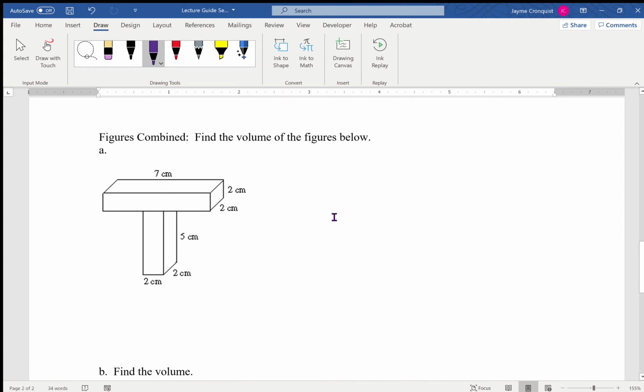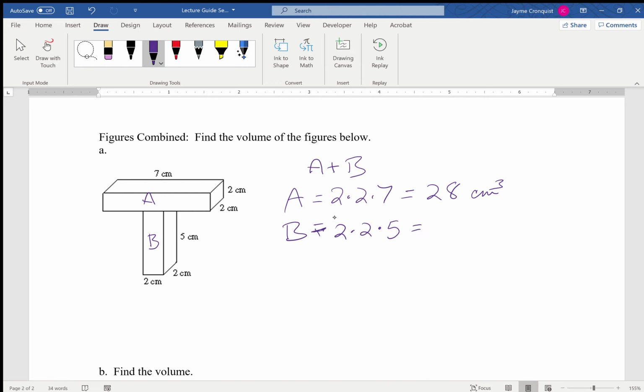All right, now we're going to take the volumes of figures that are complex and add them together. So here we actually have 2 rectangular prisms. So that's rectangular prism A and B. And our total volume is going to be the volume of A plus the volume of B. So the volume of A is going to be 2 times 2 times 7. 4 times 7 is 28 centimeters cubed. The volume of B is 2 times 2 times 5. 4 times 5 is 20 centimeters cubed. We add the two together, so our final answer is 48 centimeters cubed, and we're done.